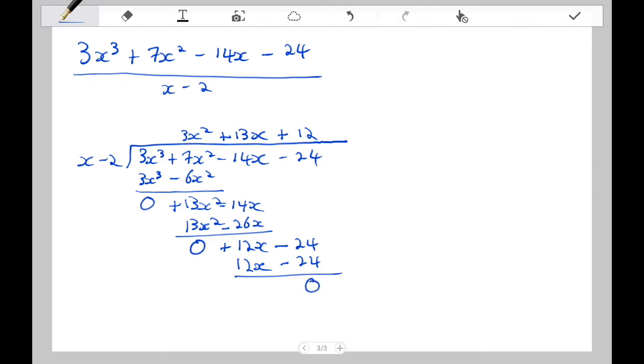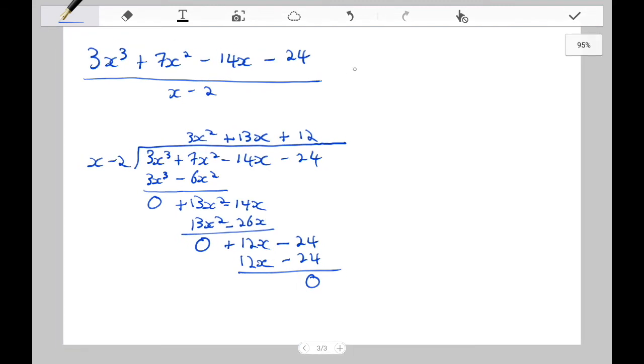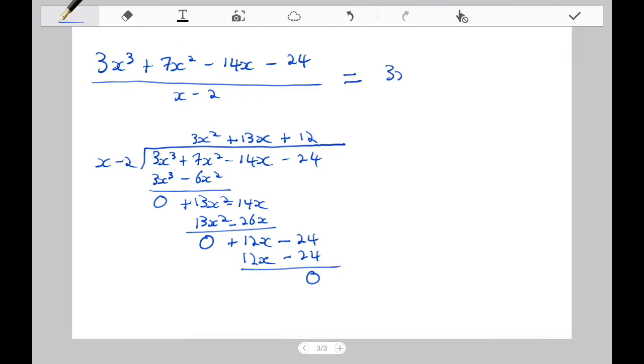So what we can now say is actually, back at the top here, 3x cubed plus 7x squared minus 14x minus 24, all divided by x minus 2, is equal to 3x squared plus 13x plus 12, which came from there. Perfect.